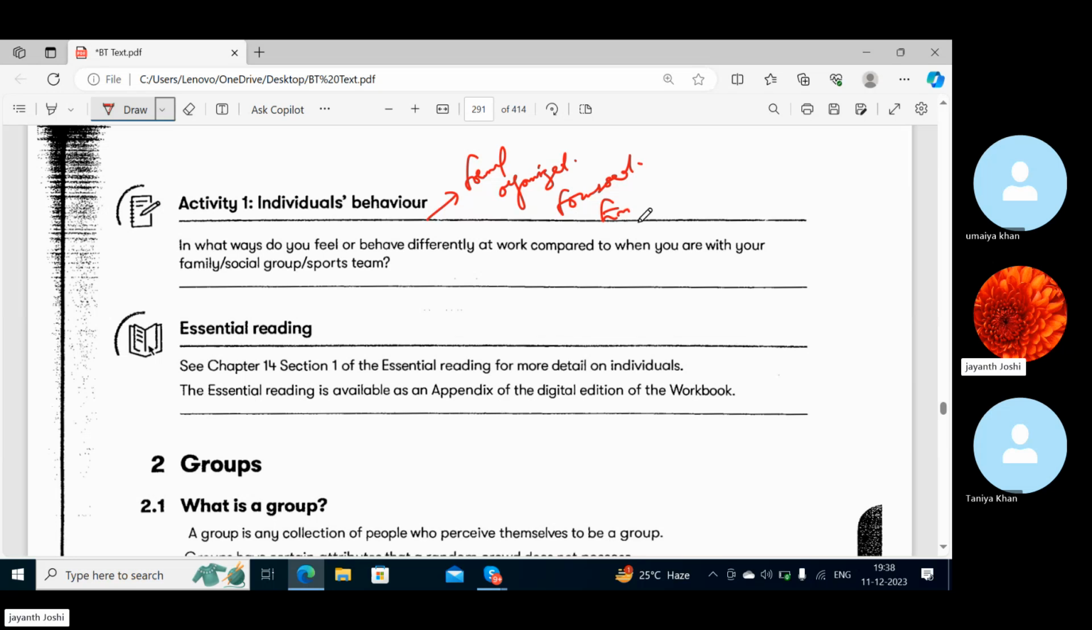Engrossed, I can say. If you are engrossed in your work, then you will not be seeing anything. Right? Friendly, etc. There can be many things.